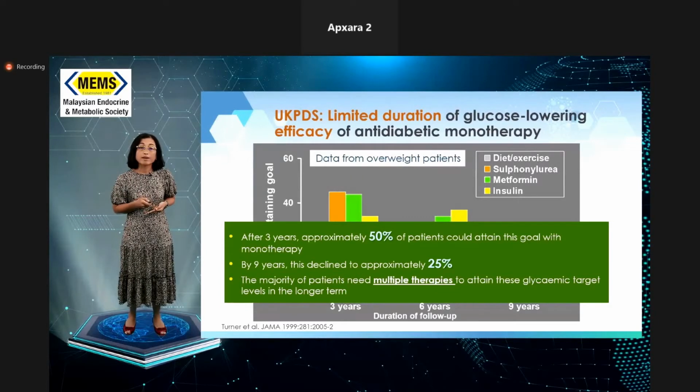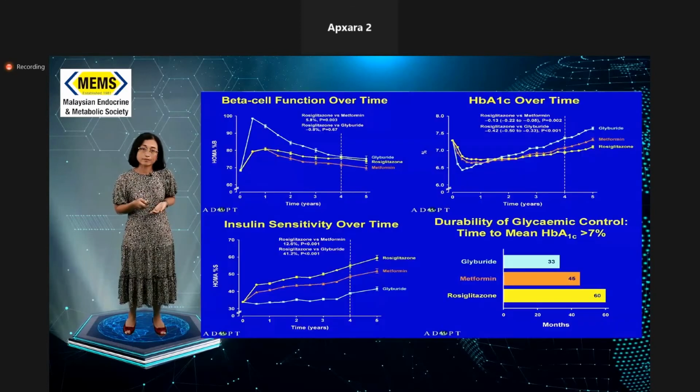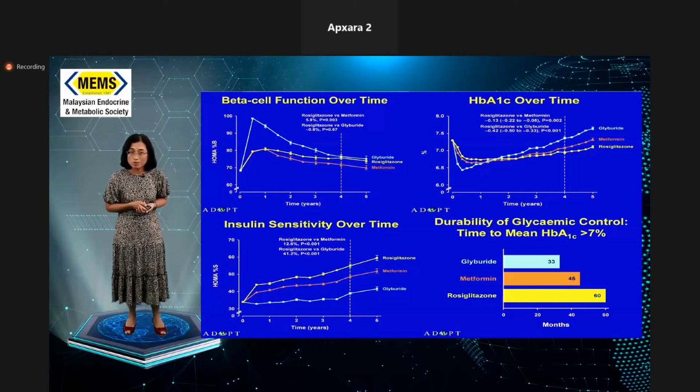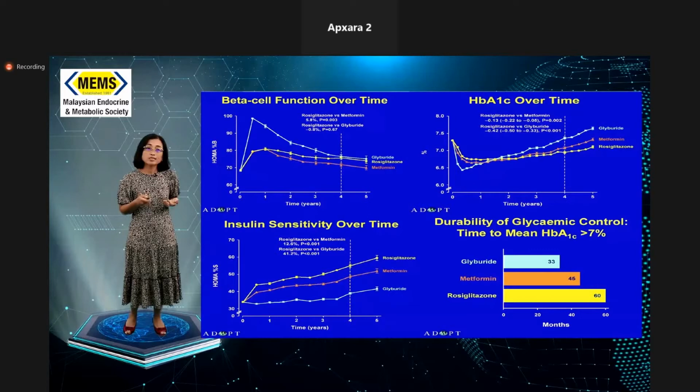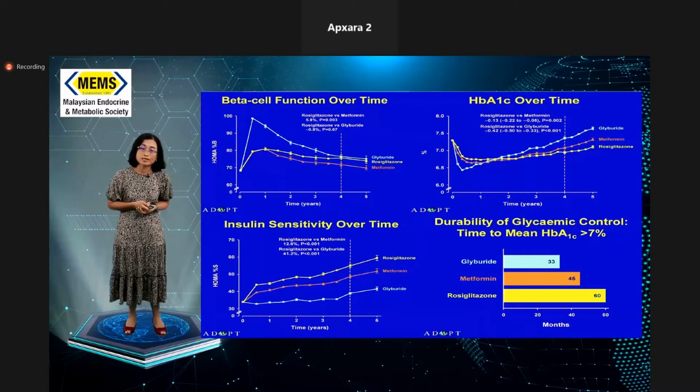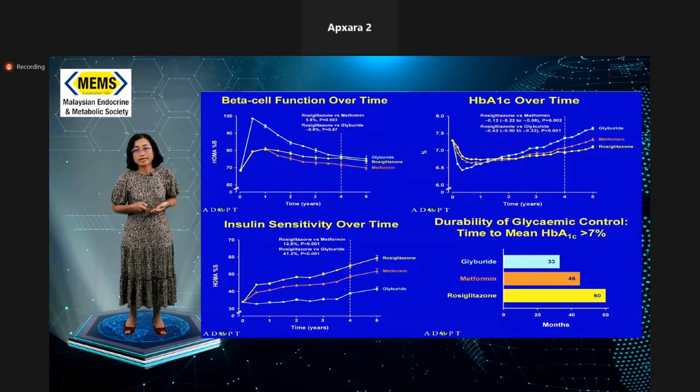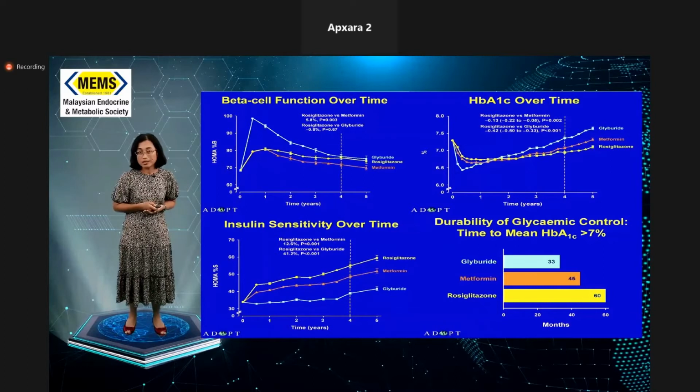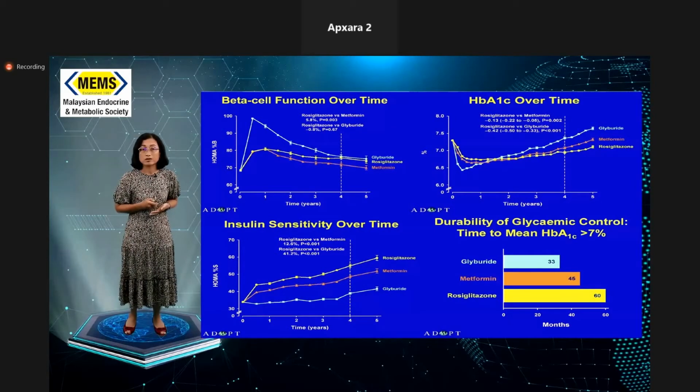And by 9 years, this declined to approximately 25%. Thus, the majority of patients will need multiple therapies to attain and maintain good glycemic targets. This is the other trial I mentioned previously, called the ADOPT trial. It was a head-to-head trial in newly diagnosed patients using a thiazolidinedione called rosiglitazone versus a sulfonylurea, which was glyburide or glibenclamide, and metformin.